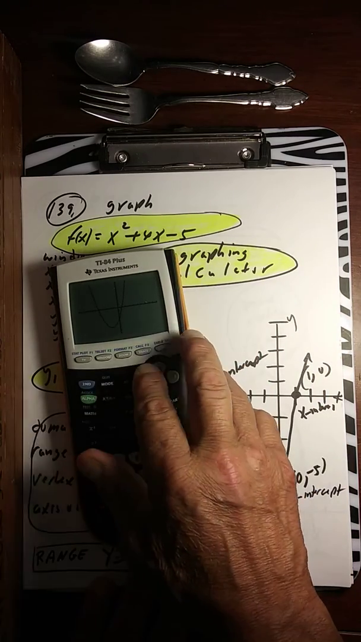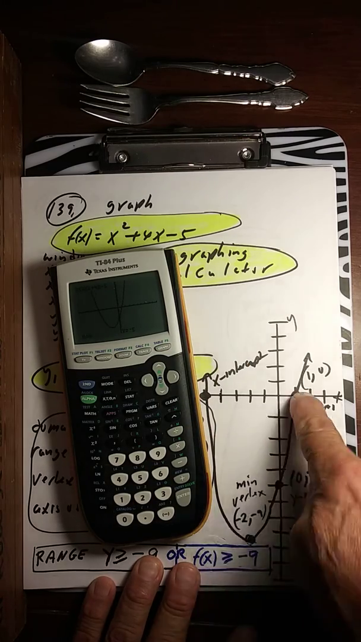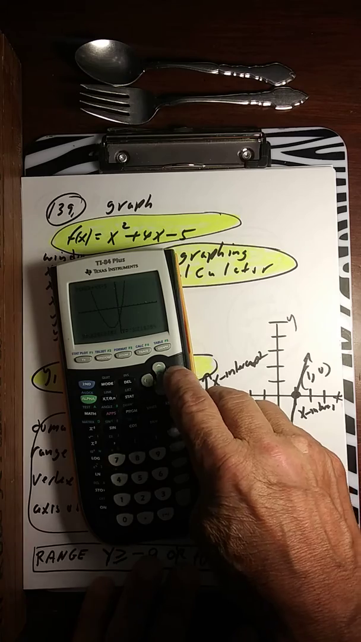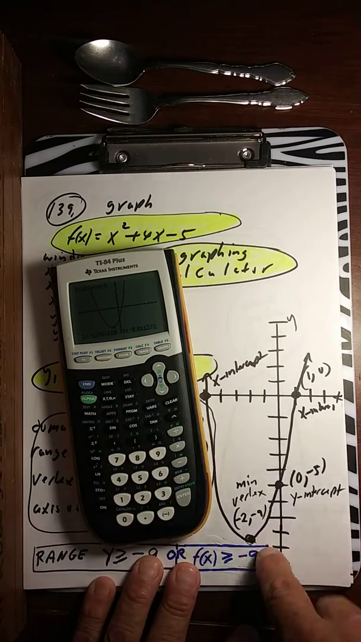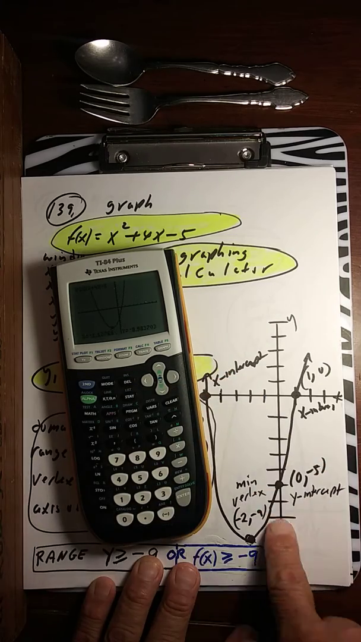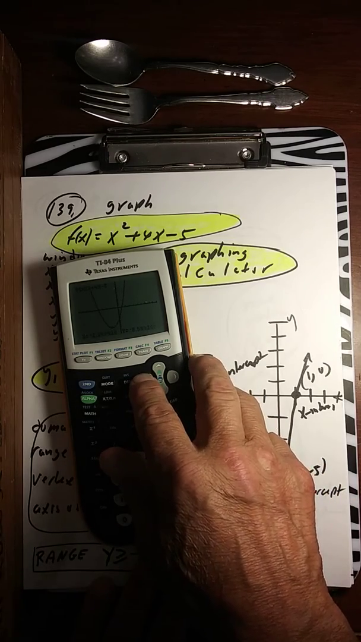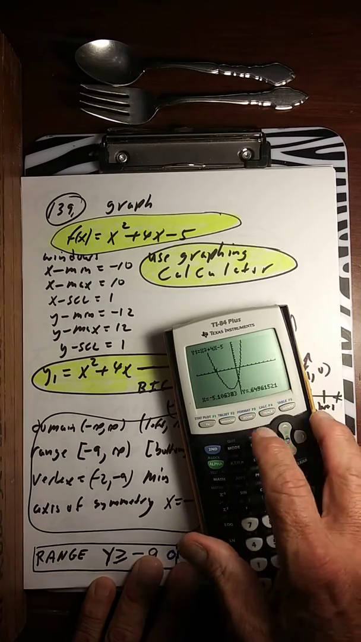So you can do trace if you want. There's the point right there, (0, -5), and other points if you want to. Go to the right, get another one. Go to the left, find the vertex, which is (-2, -9). Or the point over here, (-5, 0), close to it.